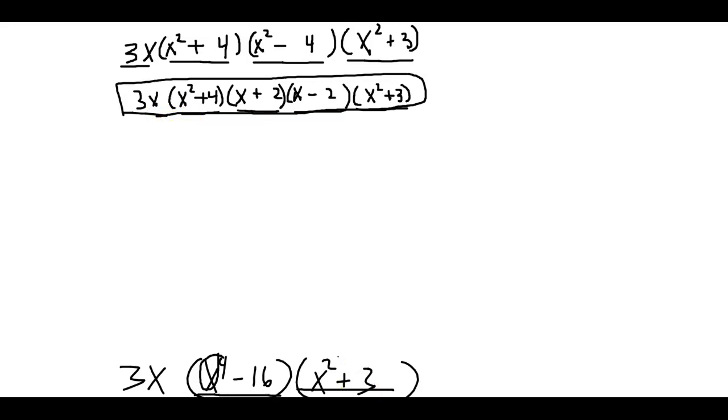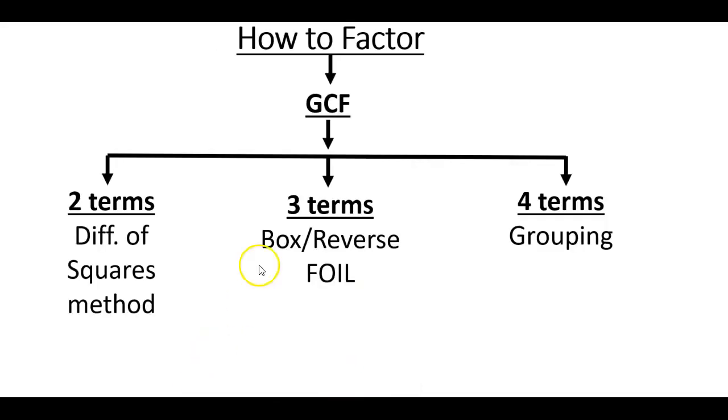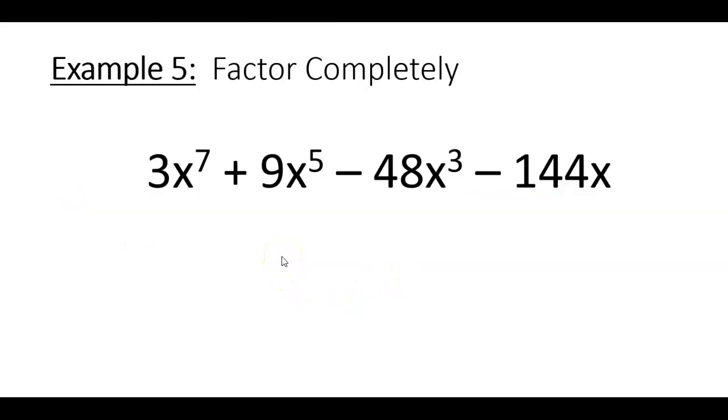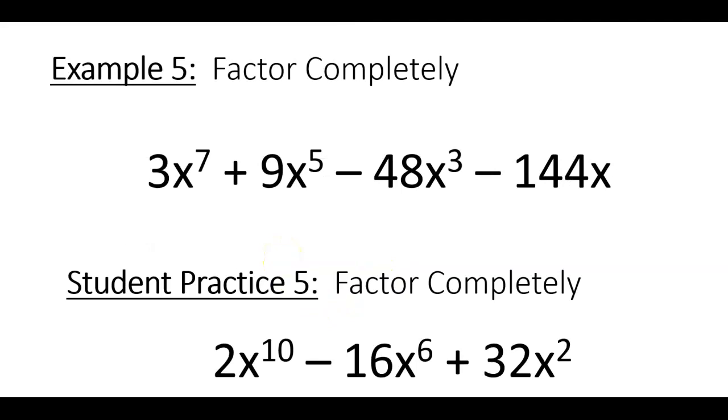So that's that. So once again, how do you do this type of a problem? You start by taking out a GCF, and then see what you can do. If you have 3 or 4 terms, it's a box method. And if it has 2 terms, it might be a difference of squares. Here's a student practice problem. Go ahead and see if you guys can factor this thing completely.